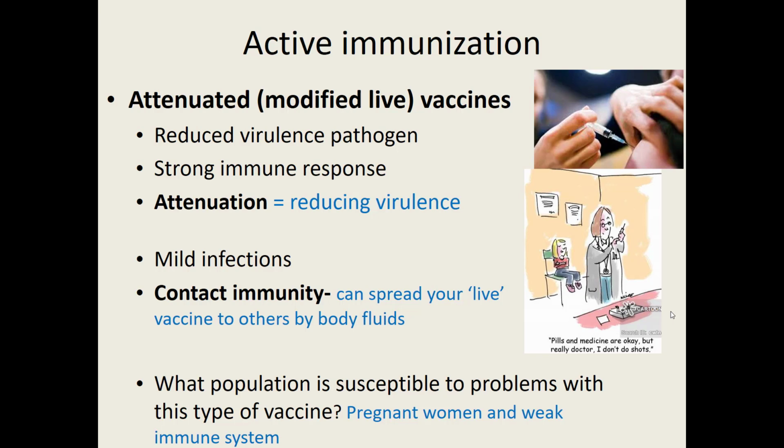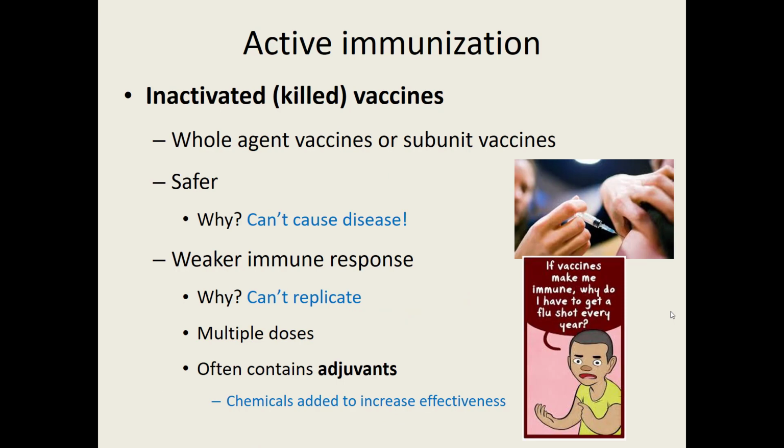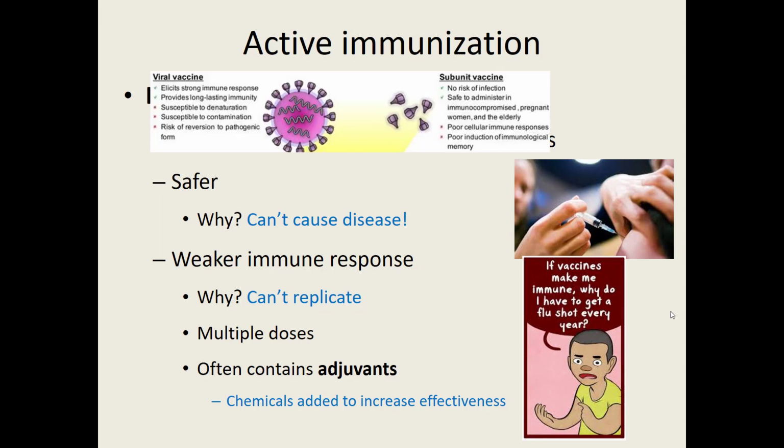They may give you another type. It's called an inactivated or killed vaccine. Now, there's two ways they can do that. There are whole agent vaccines or subunit vaccines. So I've got my bigger picture that kind of shows the difference. The whole agent is that you are given the whole virus. This is an example of a virus, and you're given the whole virus.